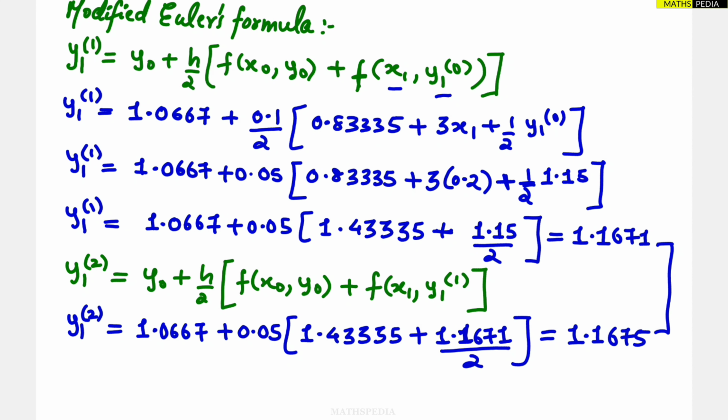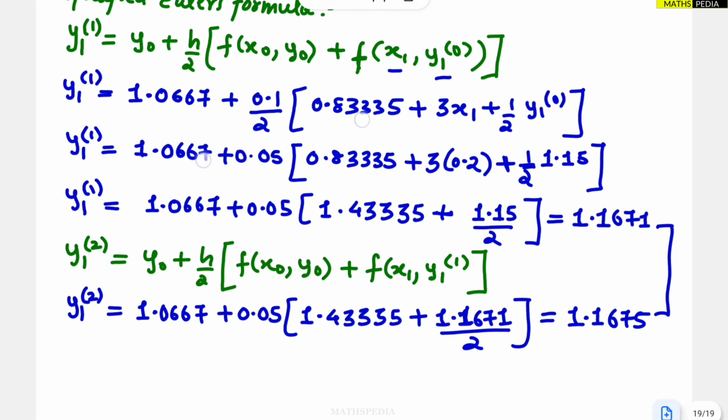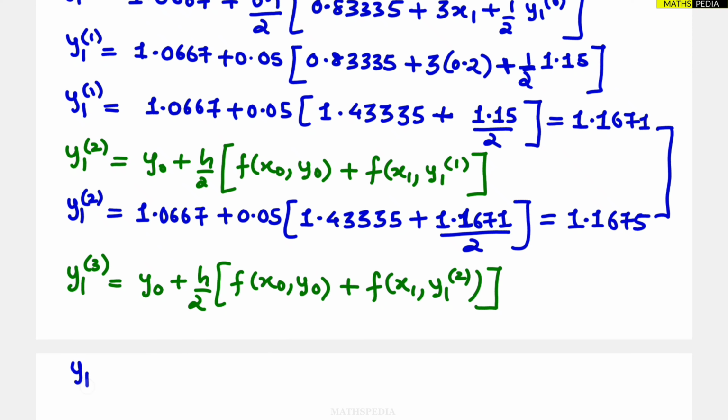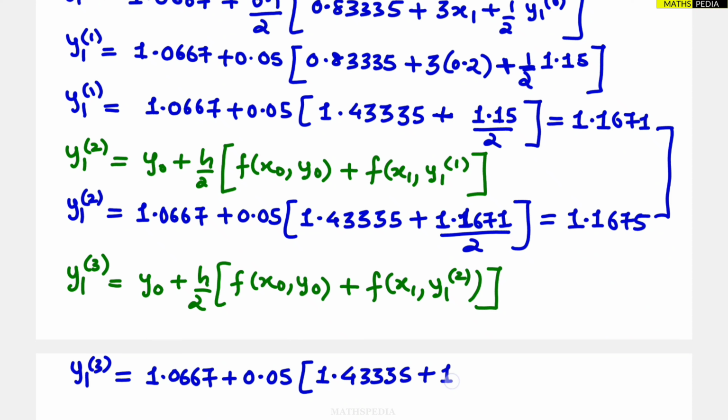Let us go for the third iteration. As they have mentioned, you have to do the third iteration also. So y1 of 3 is equal to what? Y naught value. Same thing you have to copy paste. Now 1.1671 will change into 1.1675. Answer you are getting it as 1.1676. So slight difference is there, only minute difference.